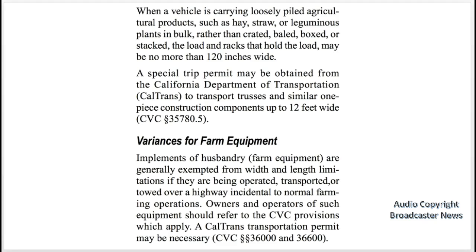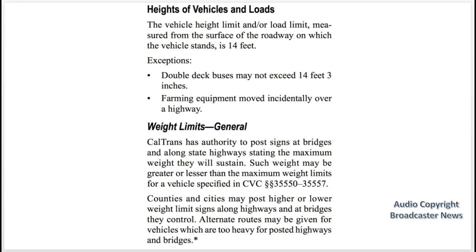Variants for farm equipment. Let's talk about farm equipment. Implements of husbandry, or farm equipment, are generally exempted from the width and length limitations if they are being operated, transported, or towed over a highway incidental to normal farming operations. Owners and operators of such equipment should refer to the CVC provisions which apply. A Caltrans transportation permit may be necessary.